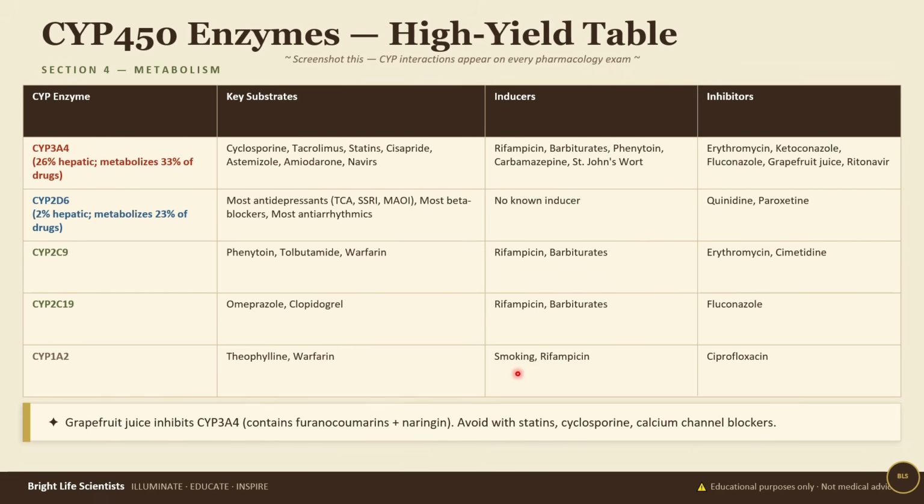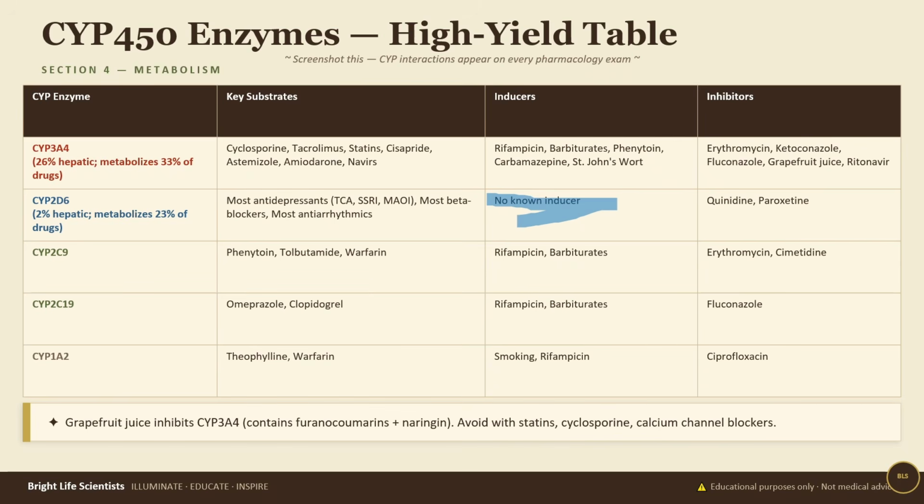You see that rifampicin occurs in almost every enzyme here as an inducer, apart from CYP2D6. You understand? If there's one thing you have to take from this, take that one. At least you have rifampicin. Then for the inhibitor of CYP1A2, we have ciprofloxacin. Very important.